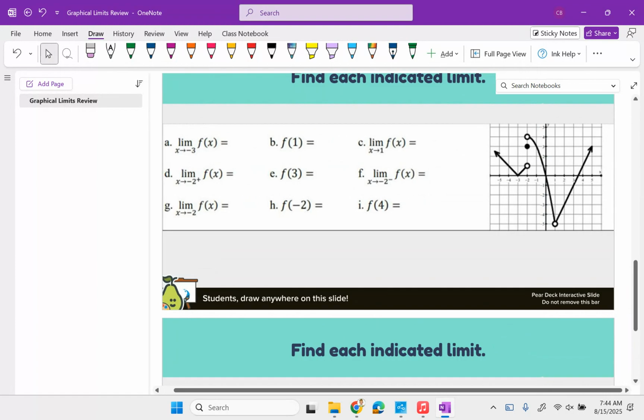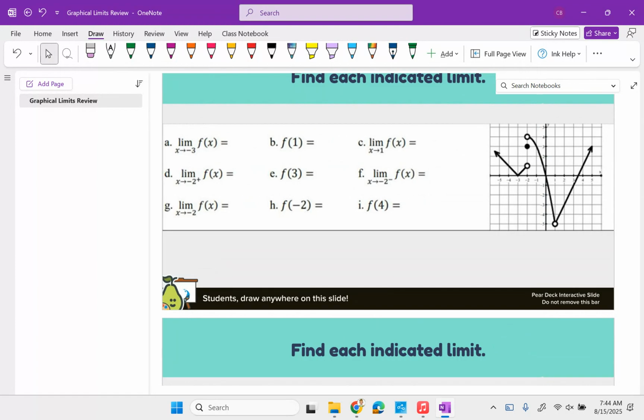All right, is that the right one? Yes. Okay, apparently I clicked too many slides. That's okay, because we can still go back. All right, let's check it together and see how we did.